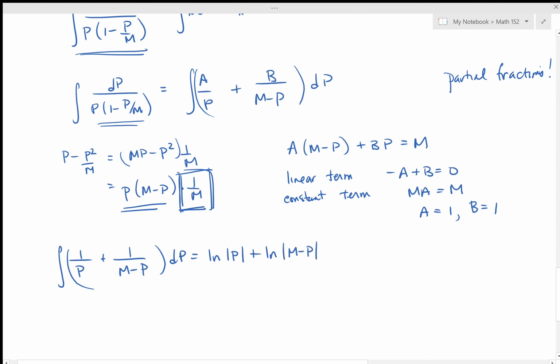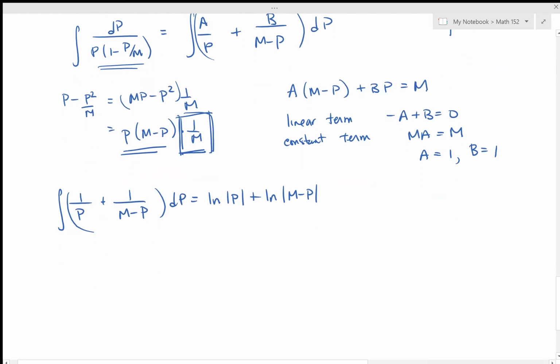I'm not worried about the constant here. There is a constant of integration here, but I know that I'm putting it together with the other half of my differential equation, and I've already got a constant there. So if it makes you happy, I'll put it there. But I'm not going to need that at all.